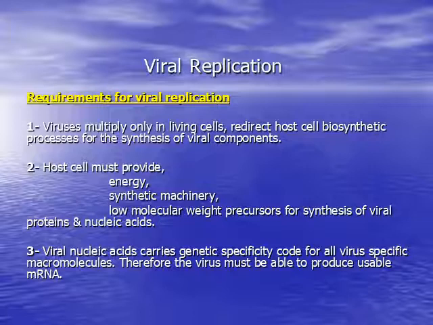Third requirement: viral nucleic acids. The viral nucleic acids carry the genetic code specific for all viral specific macromolecules. Therefore, the virus must be able to produce usable messenger RNA for successful viral replication.